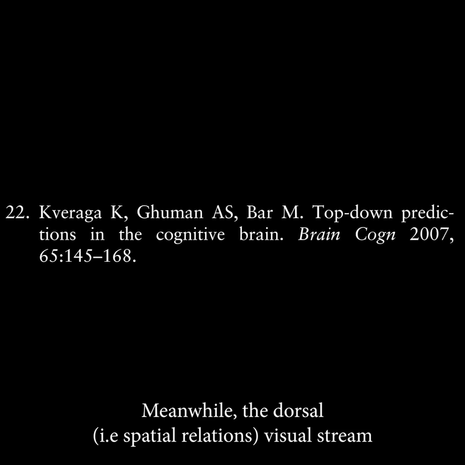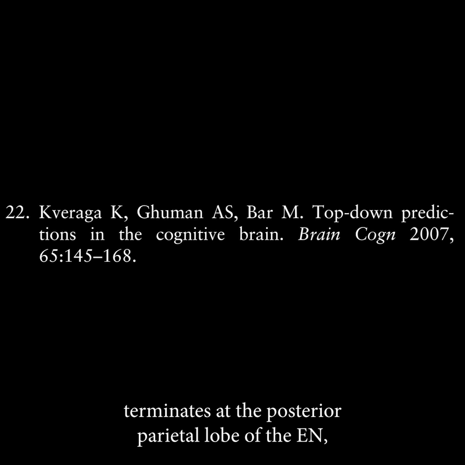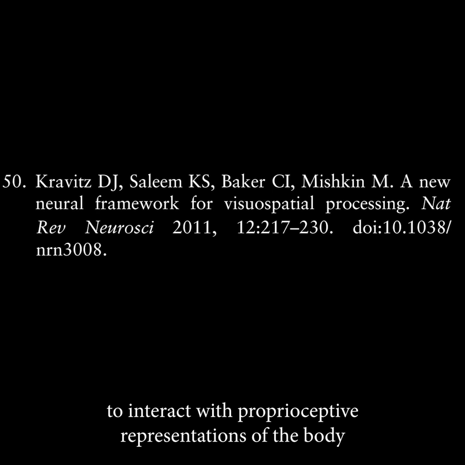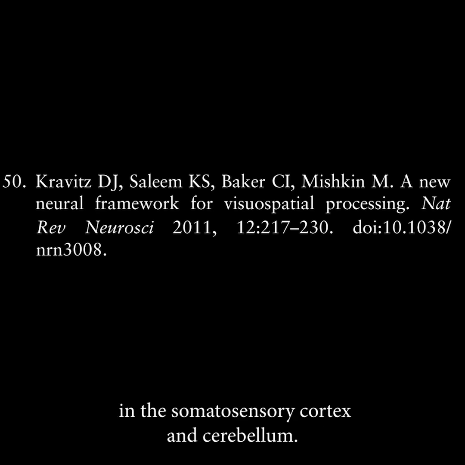Dorsal stream. Meanwhile, the dorsal, that is, spatial relation, visual stream, terminates at the posterior parietal lobe of the EN, where it represents an egocentric view of the world to interact with proprioceptive representations of the body in the somatosensory cortex and cerebellum. This dorsal egocentric spatial representation is also reported to the HC for addition into episodic memory.